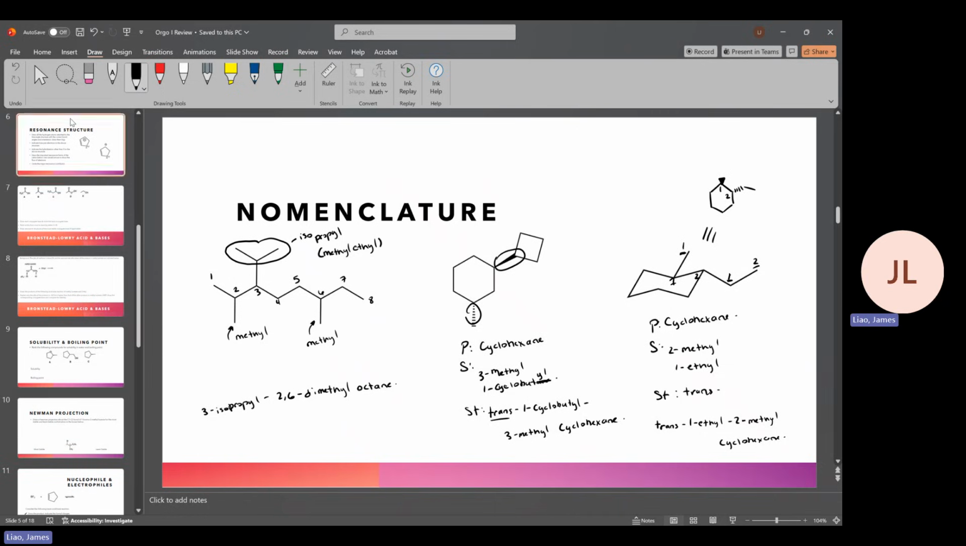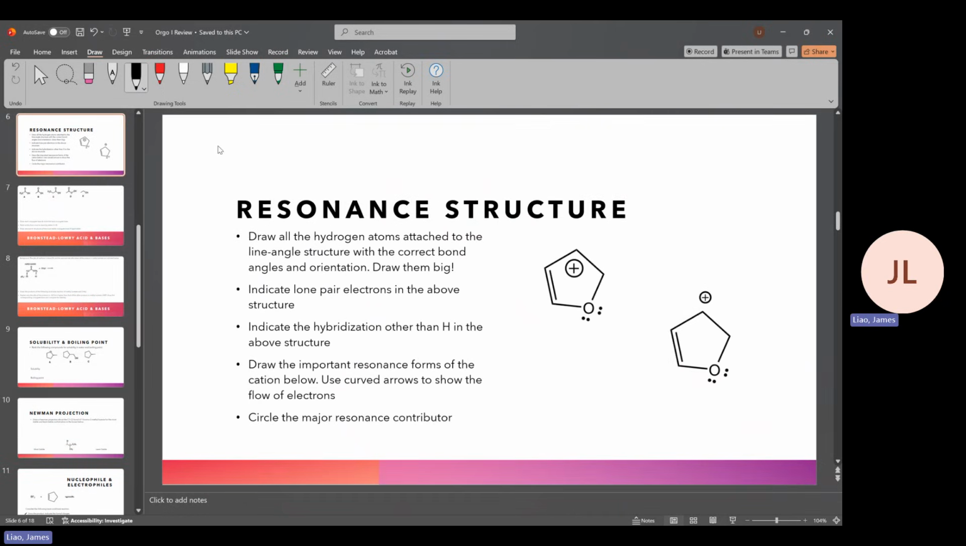Okay. Our next question is about resonance structures. So we have this molecule right here, and what we're going to do is draw all the hydrogen atoms attached to the line angle structure with the correct bond angles and orientation. So looking at this structure right here, we have an oxygen, we have some double bonds, we have some positive charge. What we need to do is show we have fulfilled the octet rule of Lewis structures and match what they actually correspond to.